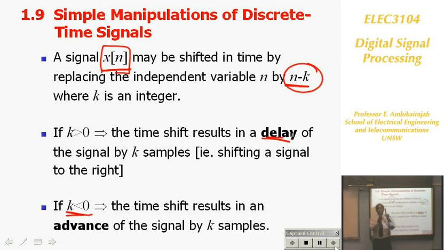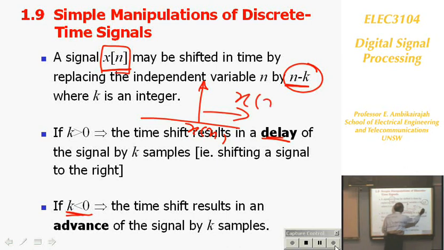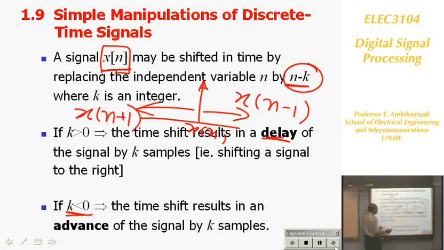So just take a signal. Here is the signal x[n]. If I move it in that direction by one sample, it will become x[n minus 1]. If I move it in that direction by one sample, it will become x[n plus 1]. You can have 2 samples, you can have 3 samples, you can shift the signal, no problem. So that's the basic manipulation you need to know.